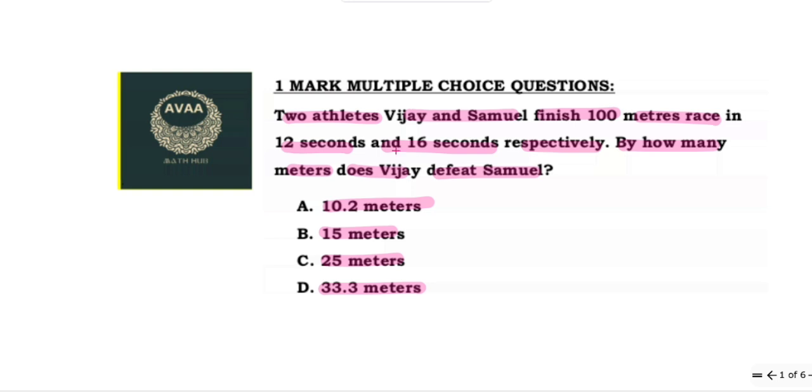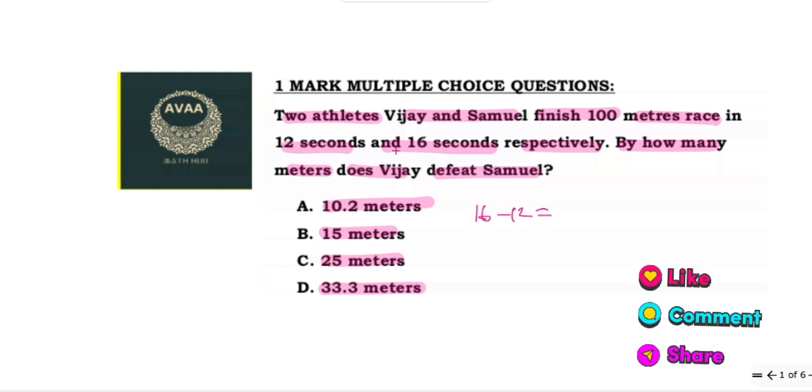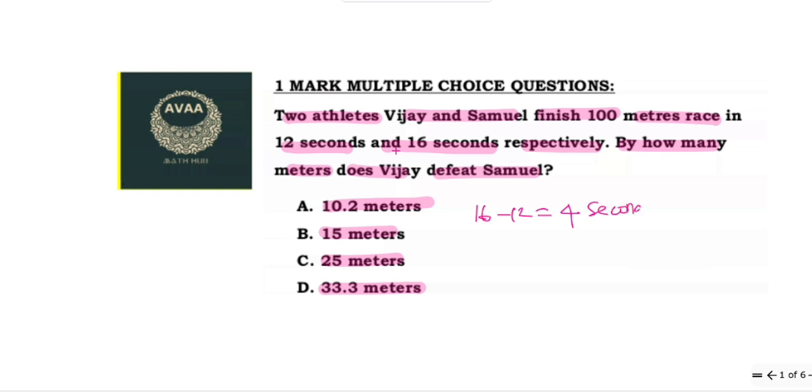So let's find the difference in time between them. Here 16 minus 12 will give us 4 seconds. That means Vijay is faster by 4 seconds. So he is actually defeating Samuel. So he beats Samuel by... So for Samuel, he is covering 100 meters and he's taking nearly 16 seconds.